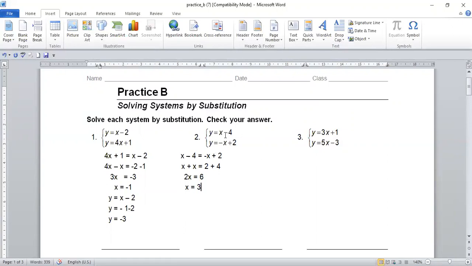Now take any one equation to find y. So I will take the first one. It looks easier to solve. Okay, so y is equal to x minus 4. So I have to write down that equation. y is equal to x minus 4. The next step is to substitute the value. So I'm going to have y equals x is 3 minus 4.